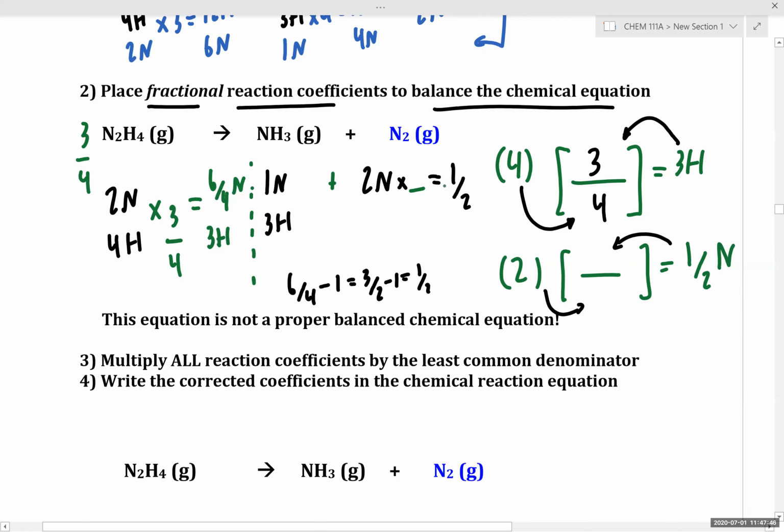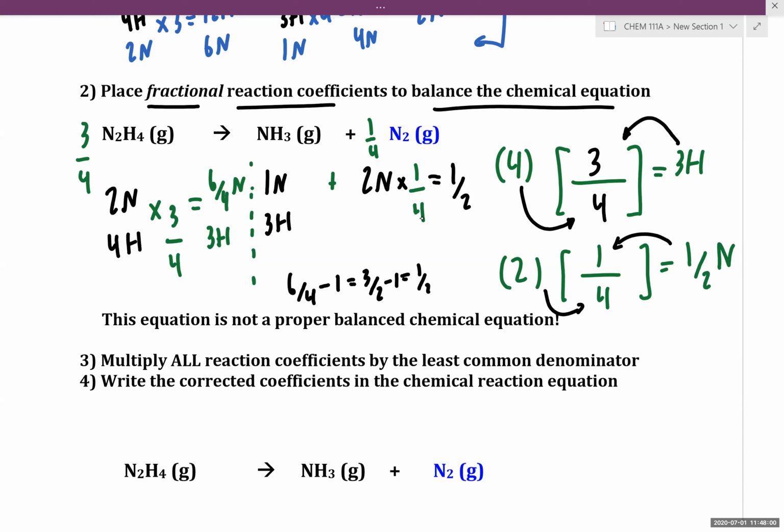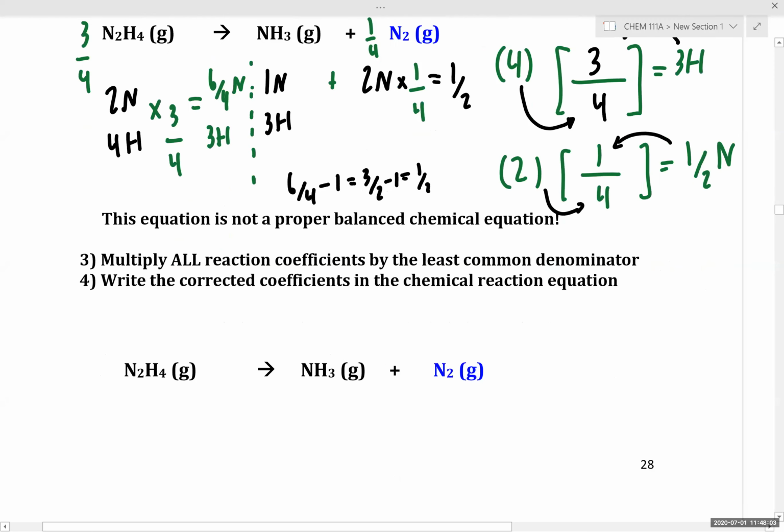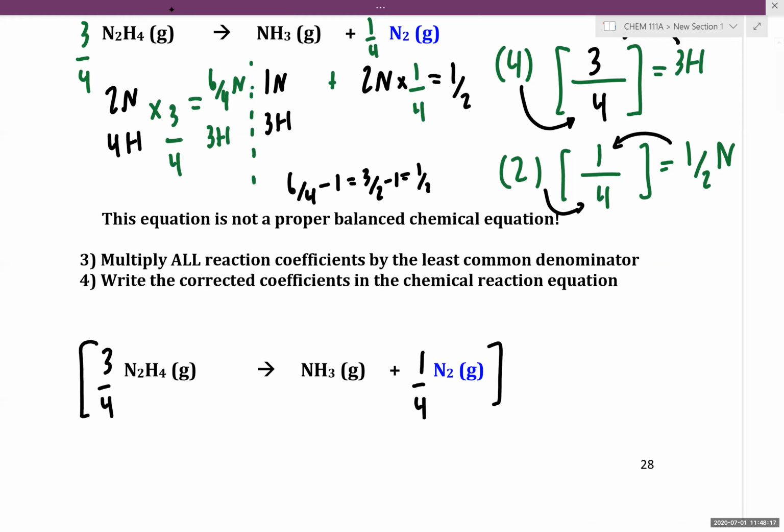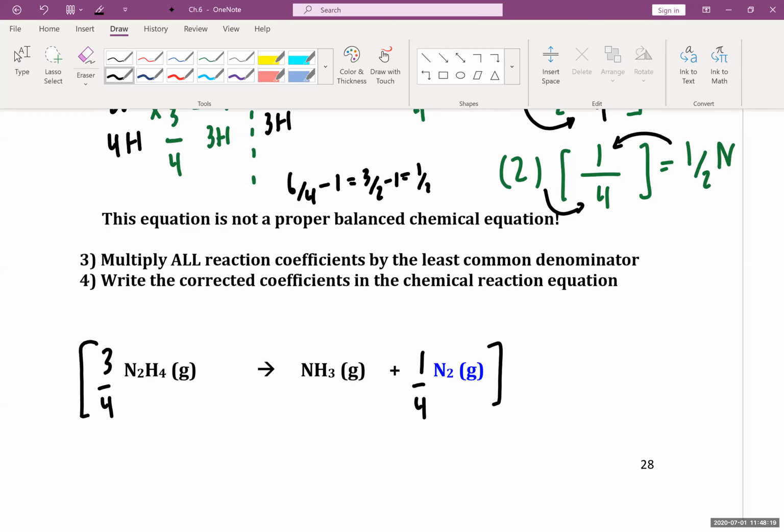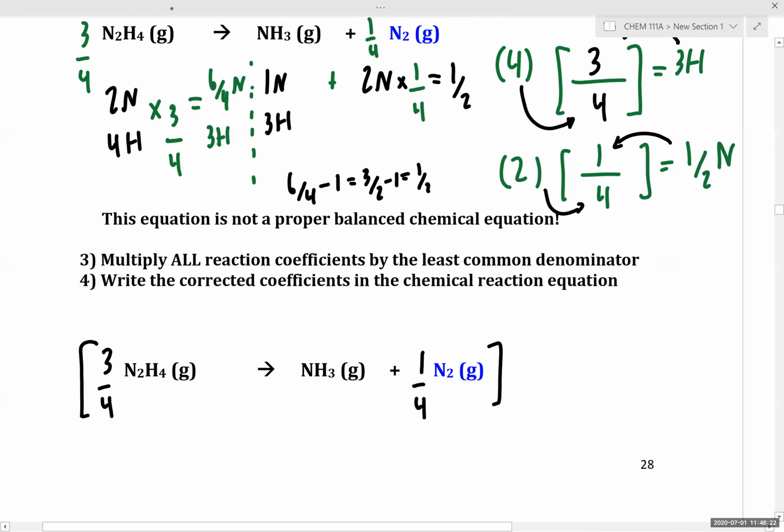What times 2 would give us 1/2? We guess 1/4. Exactly right. Now you may say, well, this seems quite messy. Well, the reason why this half notation method is so useful is because once you have these fractional coefficients, and this is the heart of the least common multiple method, by the way, you then have to take this chemical equation, which has fractional coefficients, and we need to convert it to a proper balanced equation.